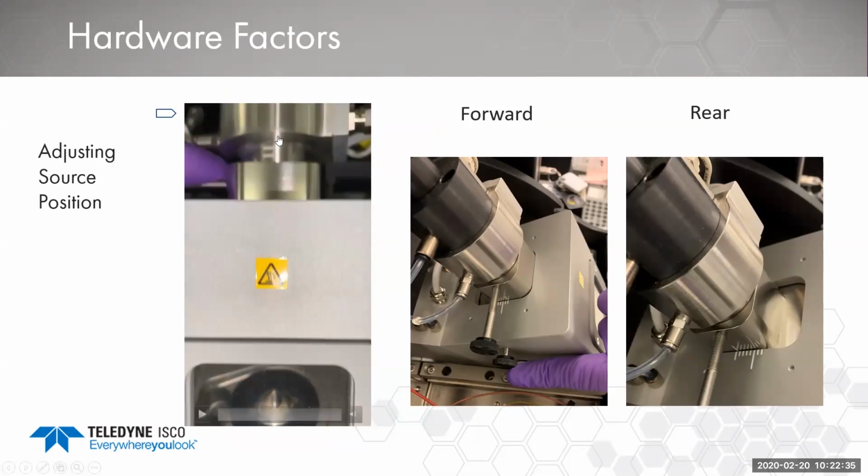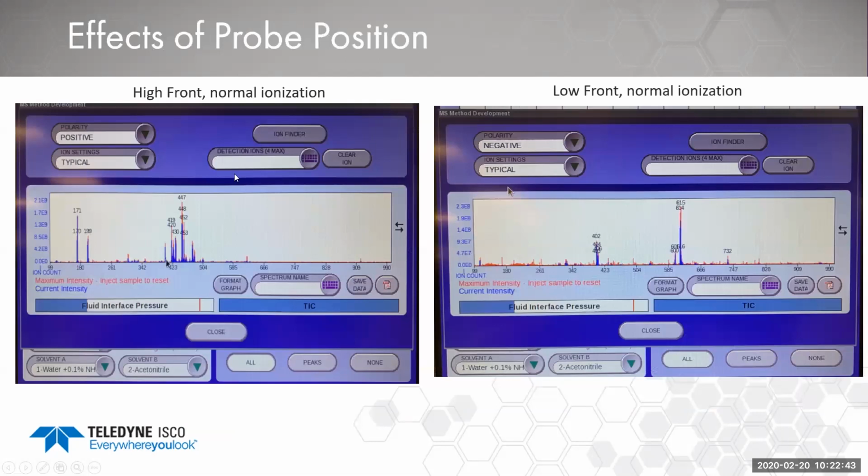But we can also not just do up and down, we can also do forward and back. And you'll see in a second how that might actually affect things. So in the high front, we have normal ionization. We have a fairly strong signal, about 2.1 for this particular compound, which we're looking for at about 447.